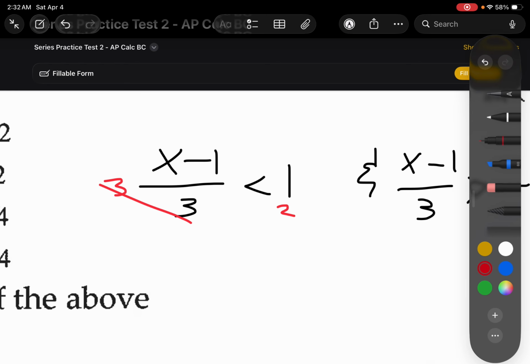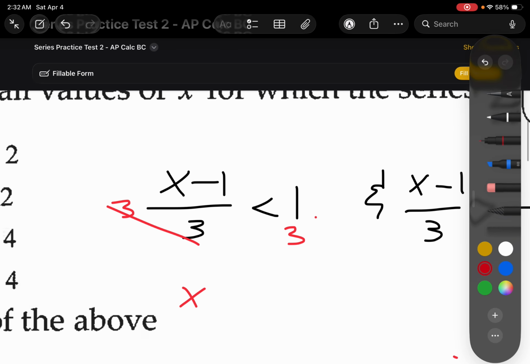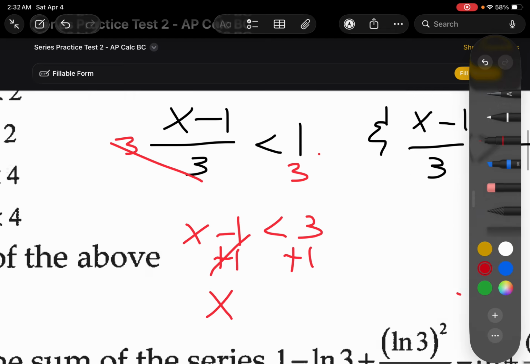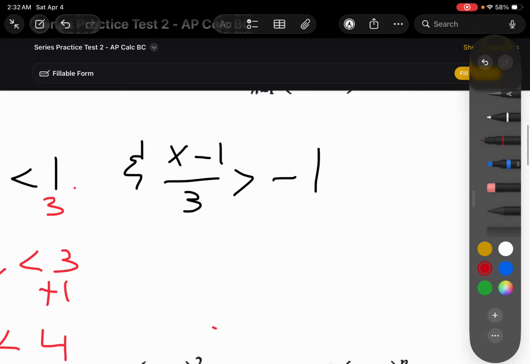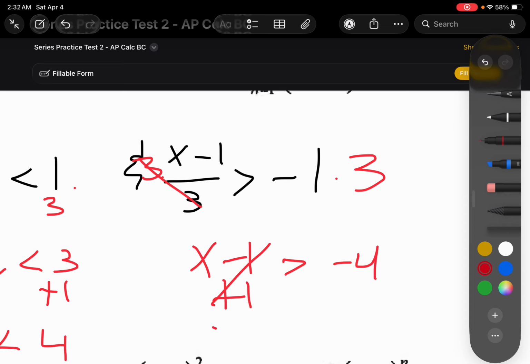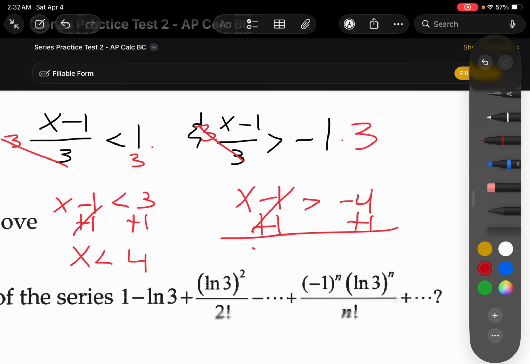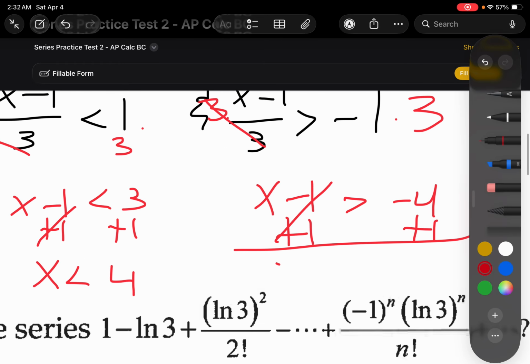Times 3. So it's going to be x minus 1 is less than 3, plus 1. So x is less than 4. Let's apply the same algebra here. So x minus 1 is greater than negative 3, plus 1. x is greater than negative 2.